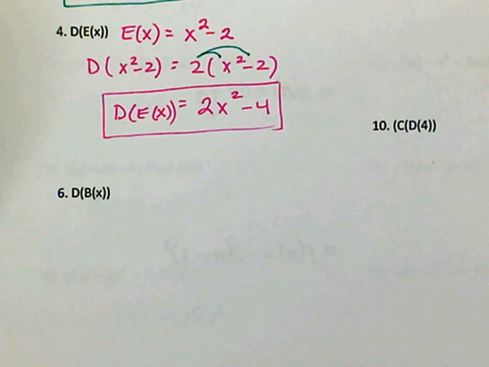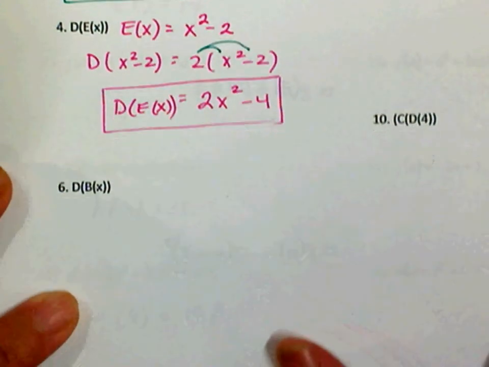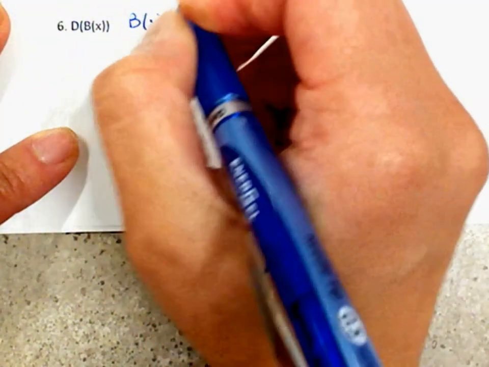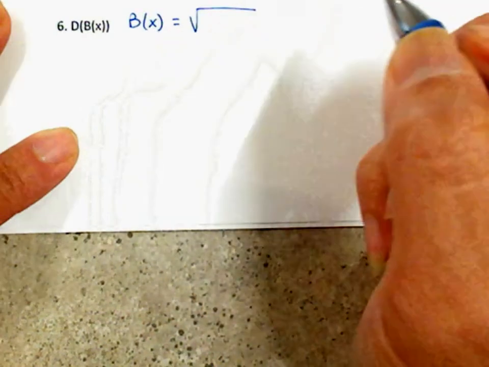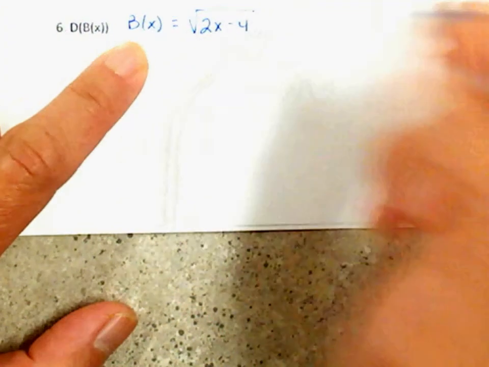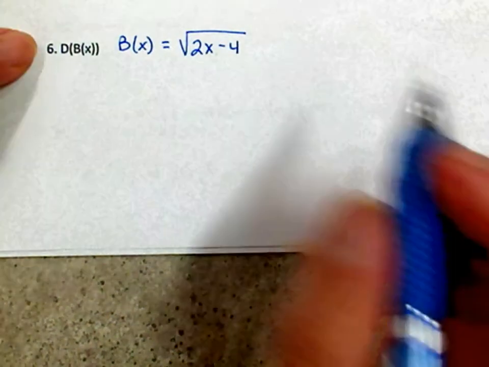Some are long, some are short, okay? All right, let's look at number 6. And if you need to have a separate sheet of paper, please get a separate sheet of paper. Square root of 2x minus 4, there's your B. Oops, sorry. Next, we're going to plug that into your D.